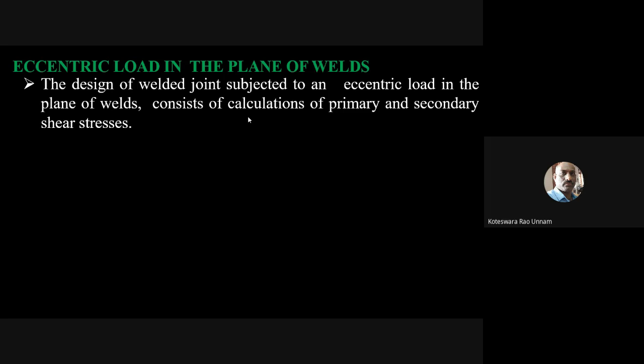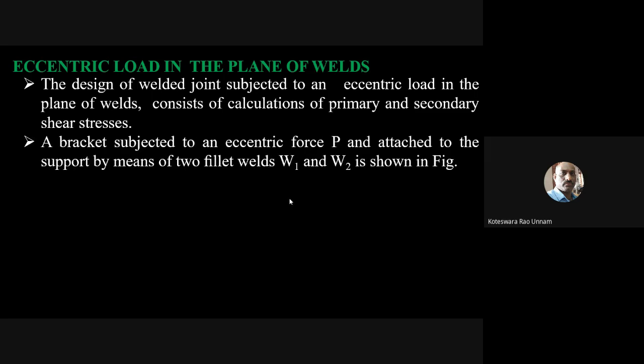So how can we calculate the primary and secondary shear stress? Once we have computed them, you need to find the resultant shear stress due to the primary and secondary shear stresses. Based on that, you can design the joint. So let us take an example of how we can analyze a welded joint which is subjected to an eccentric load in its plane.